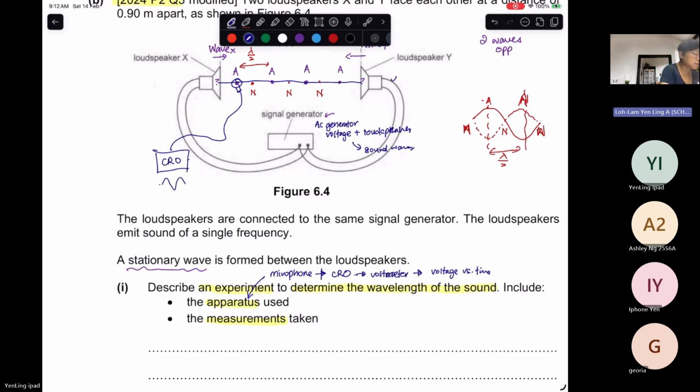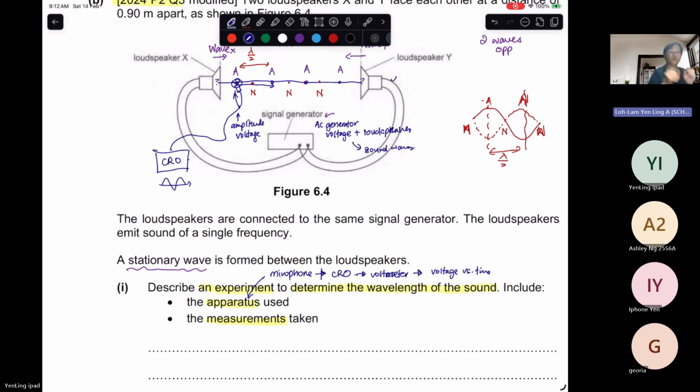And then you will look at the voltage signals, and the voltage signals that display the loudest sound will have large amplitude. So based on the voltage signal, you are looking at which position has a high intensity or high amplitude of voltage signal seen on the CRO. Okay, so you move it down and then you pick up all this. So between one high amplitude voltage signal to the next high amplitude voltage signal, that would be lambda over 2.